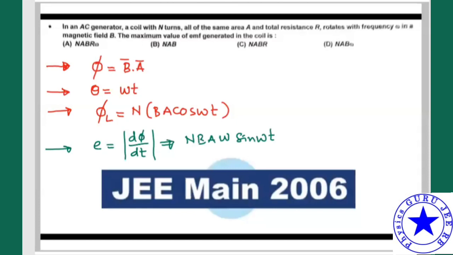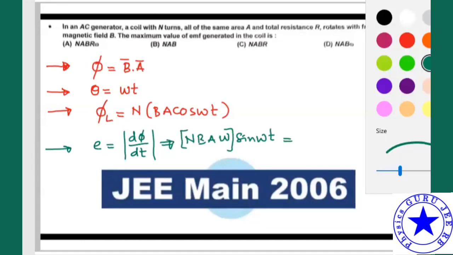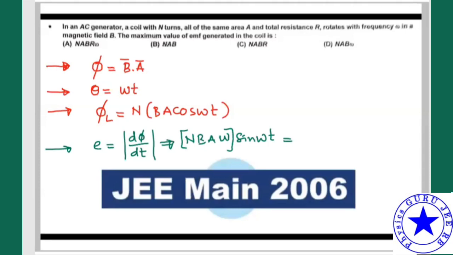So which is equal to, we'll be getting this complete part. If I would like to write, I can write here like this: E is equal to E naught into sine omega t. Hope it is clear.